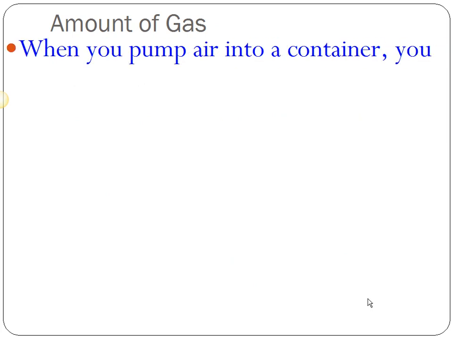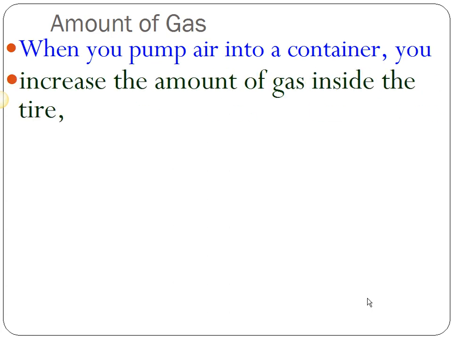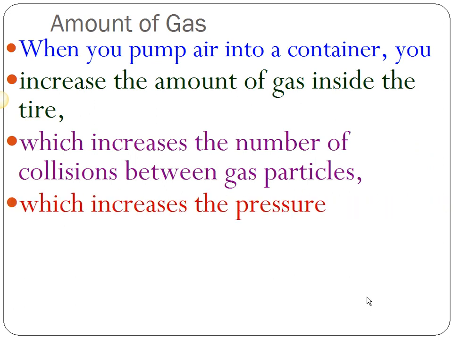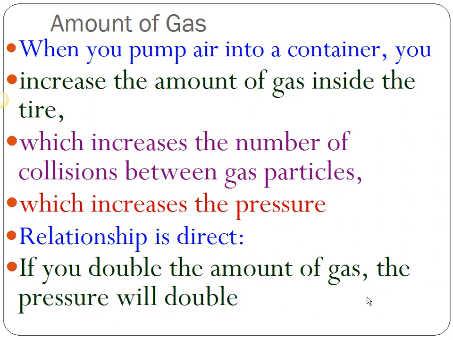The amount of gas. When you pump air into a container, such as a tire, you will increase the amount of gas inside that tire or that container, which increases the number of collisions between gas particles, which then increases the pressure. The relationship is direct. If you double the amount of gas, the pressure will then double.